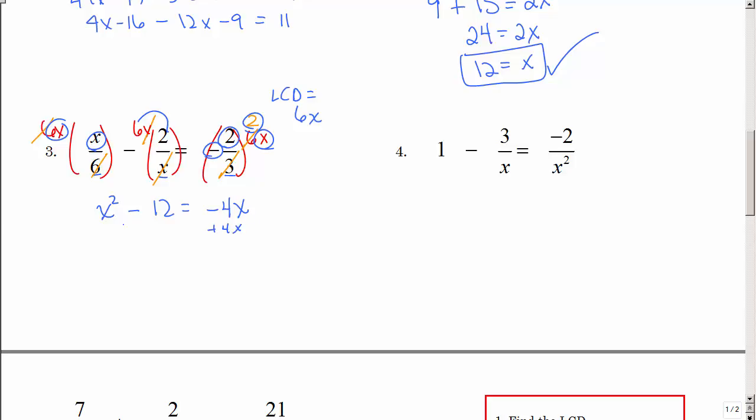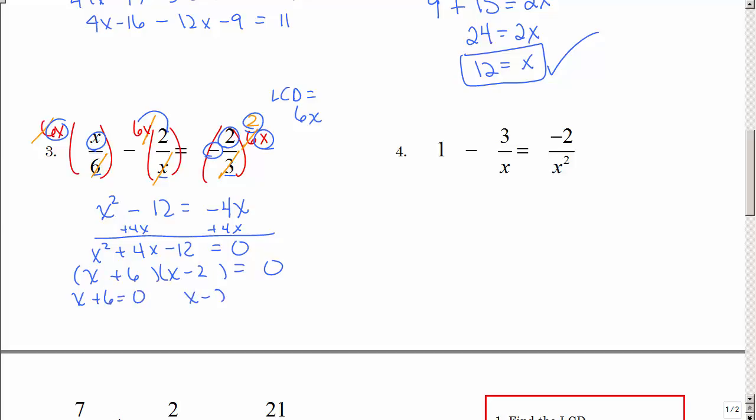So I'm going to add 4x to both sides. I'm going to stick it in the middle just to make it in the right order, because then I have to factor. Pretty easy. What multiplies to get negative 12 but adds to get 4? Positive 6 and negative 2. Then we set each factor equal to 0 and solve for x.